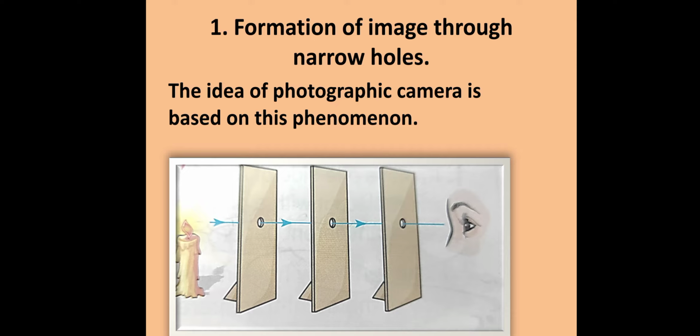Formation of image through narrow holes. The idea of the photographic camera is based on this phenomenon. And as you can see in the opposite figure, light moves in straight lines through these narrow holes until it reaches our eyes.